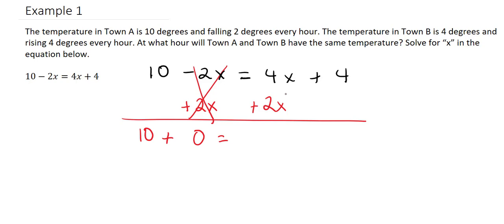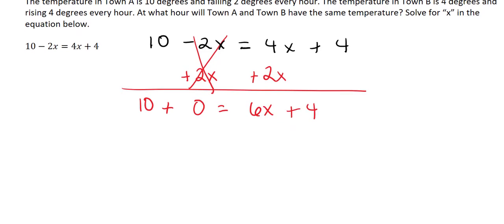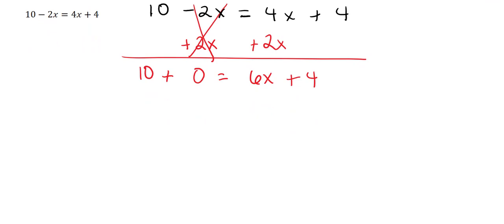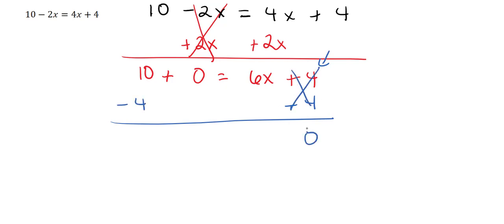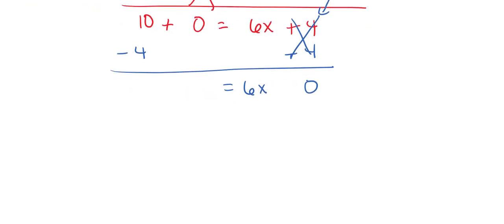Now we have 4x plus 2x. Well, 4 plus 2 is just 6, so we have 6x, and plus 4. On the left, we have 10 plus 0, so that's just 10, is equal to 6x plus 4. So what do we need to do? We need to get x by itself. So our next step will be to remove the 4 on the right-hand side with the x. We'll subtract 4 on both sides. This becomes 0, so we're left with just 6x on the right-hand side. Now we have 10 minus 4, well, that's 6. So we have 6 is equal to 6x.